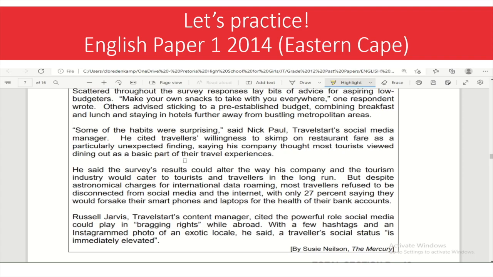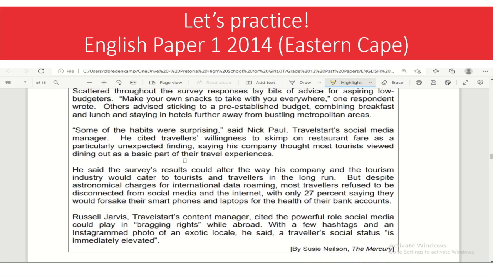But despite the astronomical charges for international data roaming, most travelers refused to be disconnected from social media and the internet, with only 27% saying they would forsake their smartphones and laptops for the health of their bank accounts. Russell Jarvis, Travel Start's content manager, cited the powerful role social media could play in bragging rights while abroad. With a few hashtags and an Instagrammed photo of an exotic locale, he said, a traveler's social status is immediately elevated.